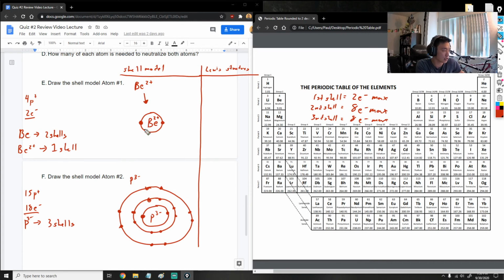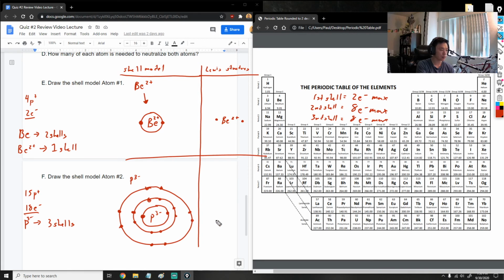All we do is we take the shell model and then we just draw the electrons on the outside, the valence electrons. So if you look at Be2+, the outside shell is the first shell, right? Because if you only have one shell, the outside is going to be the first one. And it looks like there's 2 electrons, so we just draw 1, 2 electrons, and we're good to go. That's the Lewis structure for Be2+.